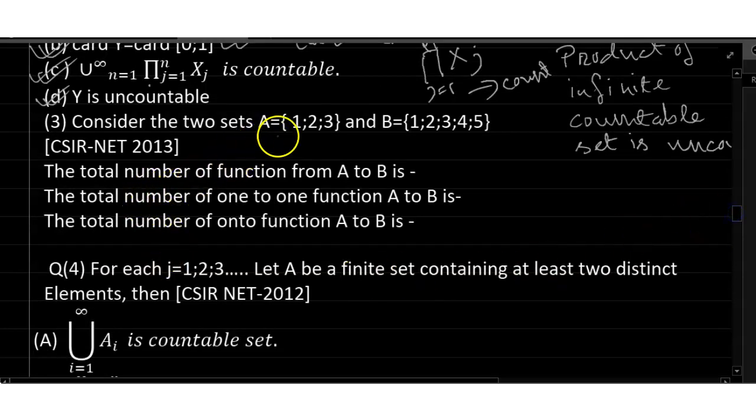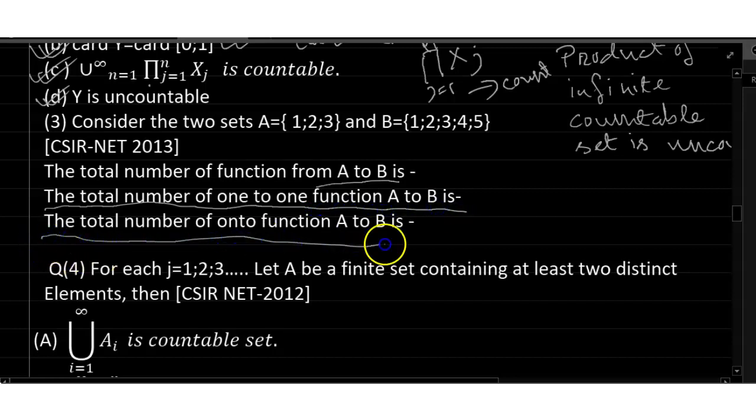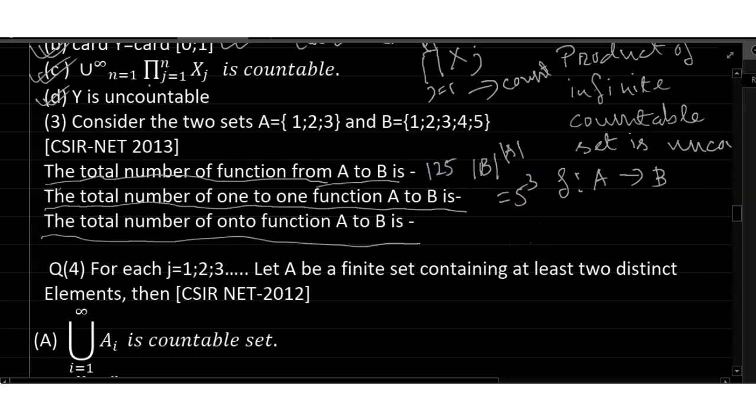Now consider the two sets A = {1, 2, 3} and B = {1, 2, 3, 4, 5}. The total number of functions from A to B is, the number of 1 to 1 functions from A to B is, and the total number of onto functions from A to B is. So friends, the total number of functions from A to B is equal to B to the power A. If f such that A to B, then B to the power A, this is 5 cube, means it is 125.